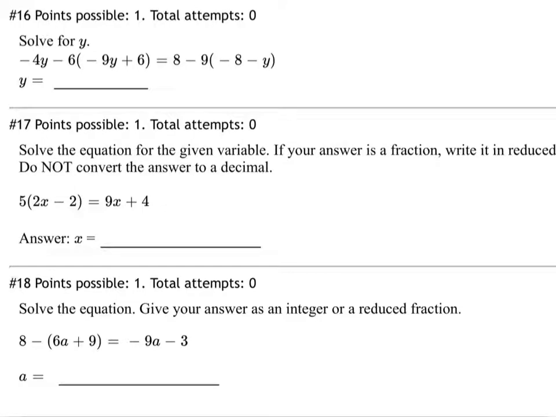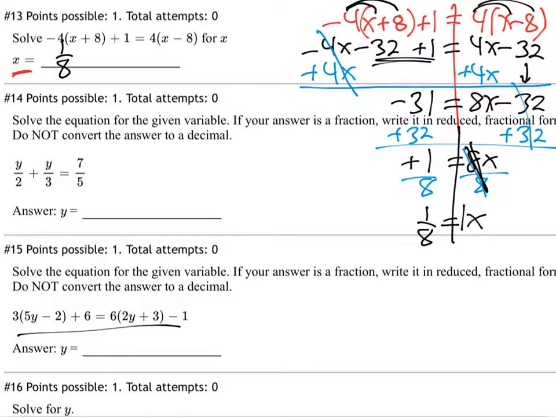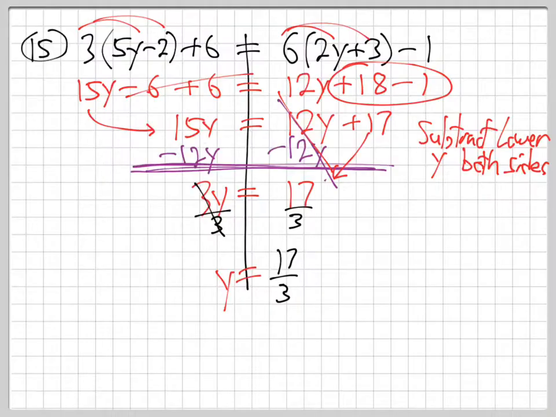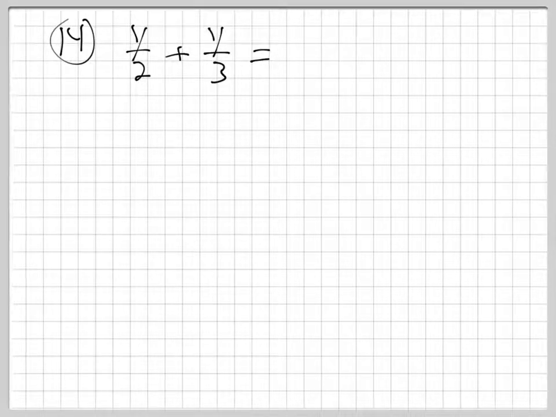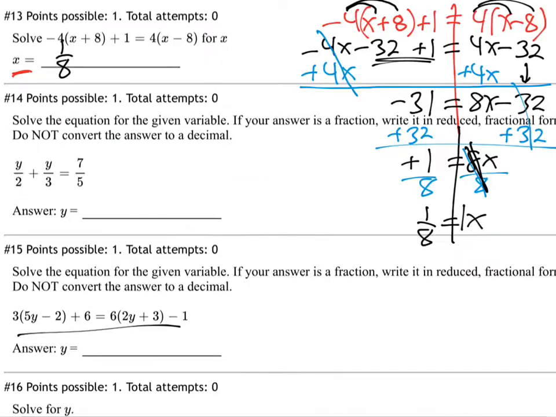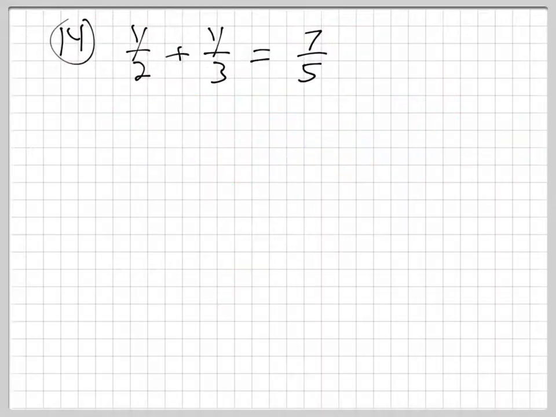All right, let's take a look at number 14. 14's got fractions. Y over 2. Yeah, I'm going to put that one on a fresh screen as well. Let's do y over 2, y over 3, 7 over 5. Did I write that down right? I think I did. Y over 2, y over 3, 7 over 5. Yeah. All right. This one's harder.